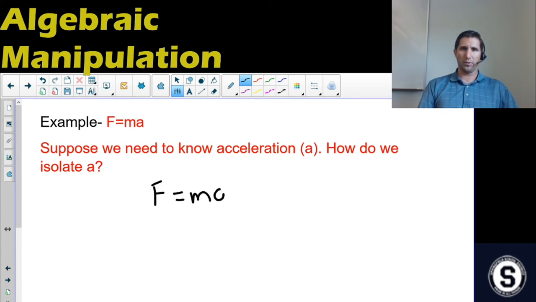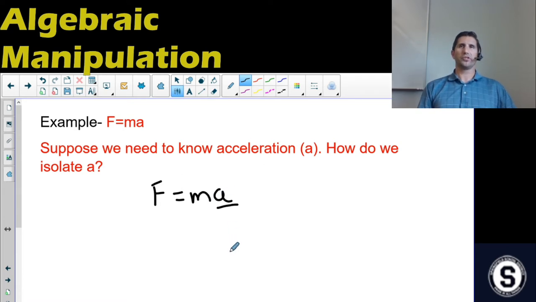All right, so we have F equals ma. We're going to write out the equation first. And I'm going to underline the fact that A is what I need to know. Let's ask ourselves, what's happening to A? Well, I can see that A is being multiplied by the mass. And that's it. There's nothing else happening to A. It's just being multiplied by m.